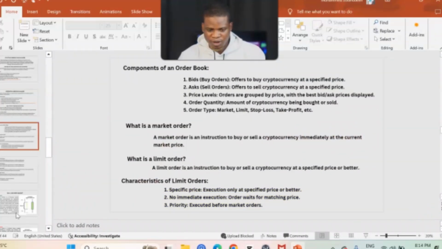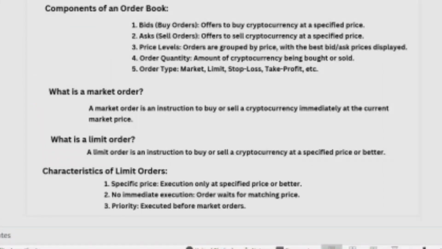Now, what are the components of an order book? We have bids, which are buyers. We have asks, which are sellers. We have price levels, which are orders sorted by price, and we have order quantity. So this is typically telling you people that are active in the market. You don't know them, but you know they are buyers and sellers like you, active in the market and trying to make a trade.